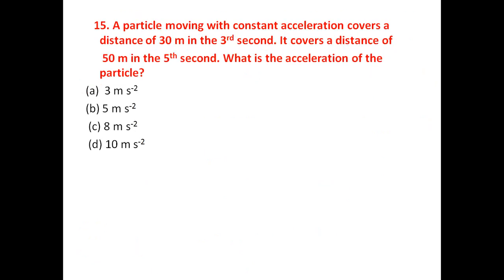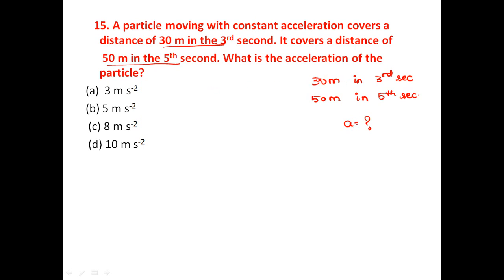Moving on to question number 15. A particle moving with constant acceleration covers a distance of 30 meter in the third second. I'll write it down. It covers a distance of 50 meter in the fifth second. This is what they have given. What is the acceleration of the particle? We have to find the acceleration of the given particle.